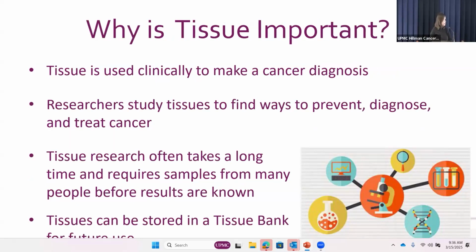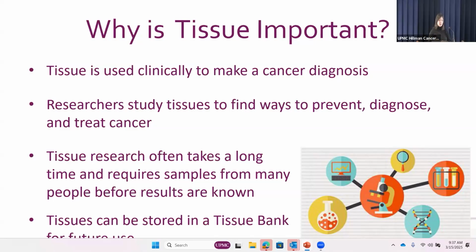So clinically, we use tissue to make a cancer diagnosis. So we need to know what type of cancer you have to treat it appropriately, what type of melanoma to treat. On the research side, again, we use this tissue to find ways to prevent, diagnose, and treat cancer, ultimately through clinical trials. And we need a lot of samples. So if a researcher is interested in a particular type of cancer, for example melanoma, if you are interested in mucosal, you need to make sure we have lots of samples from different patients to do this research. It often takes a long time to collect a lot of samples and a long time before we have results from any research that we're doing.